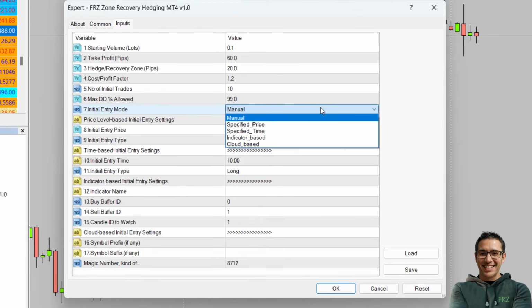Also, you have an indicator-based entry option. If you have any indicator that provides some kind of buy and sell signals such as arrows, you can use them to make the initial entry automatically. Finally, we have a cloud-based entry option. Here, our cloud-based server will decide the initial entry time. This does not work in backtesting, and also it works on Forex pairs only. We recommend the M15 time frame for this entry method.